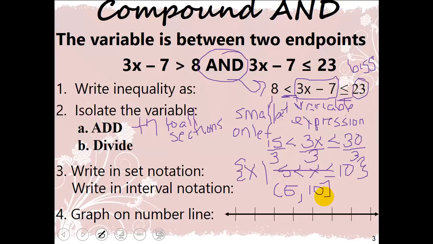And we graph it on the number line. So I'm going to go up by 2's. So here's 0, 2, 4, 6, 8, 10. So I have 5 is here. And that should be open. Sorry about that. And 10 is here, and that should be closed. And then the line between them. That's what a compound and looks like.